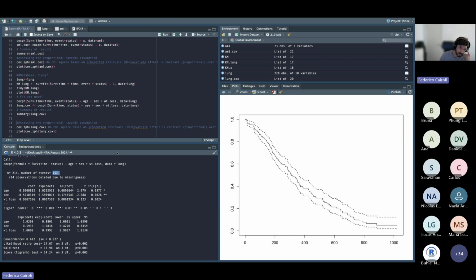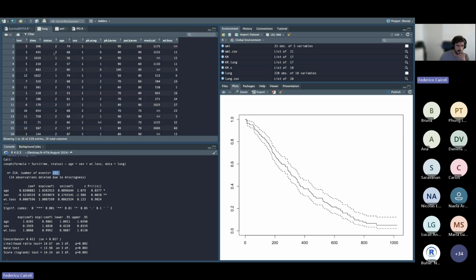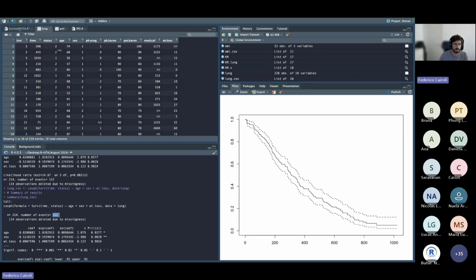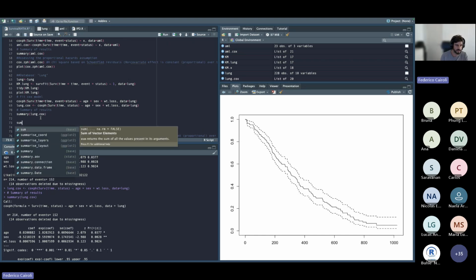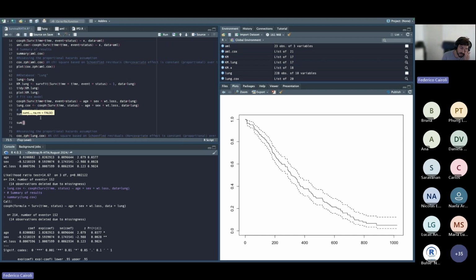So again, it is important here to check if R is understanding well that, let's go again to lang, if in status, remember that 2 is death, 1 is censoring. So basically, to check that, what we can do is a sum. We just put sum. This is a function in R. There is no need to have a package here.